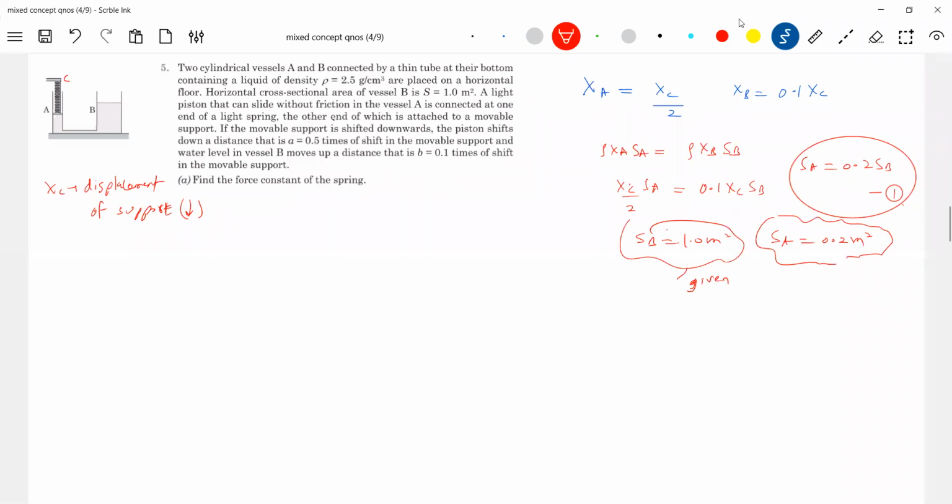What all possible things can we find? It is a spring, will it be compressed, or which one will have more displacement? XC is 2XA. Can we calculate the compression, or say elongation or deflection, in the spring? Let's get into this one. Deflection in the spring should be equal to XC minus XA. So what is XC? XC is 2XA.